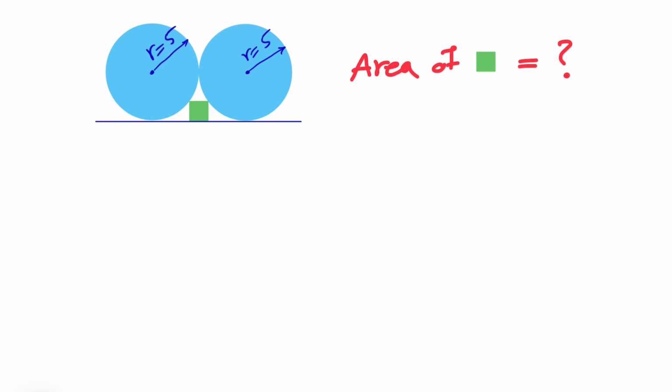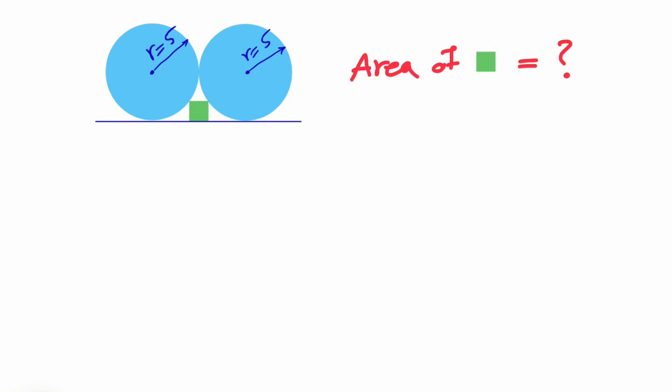So in this question we have these two circles that have the radius of 5 units, and we have a small green square tangent between these two, and the question is asking to find the area of this green square in here. So let's see how we can solve this one.